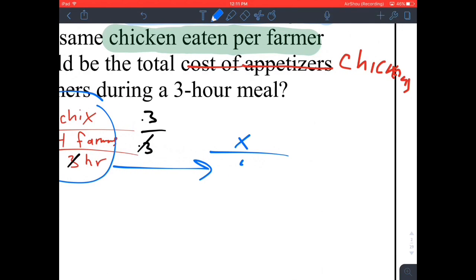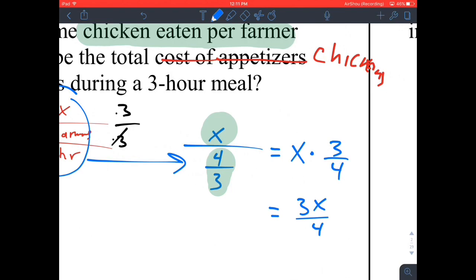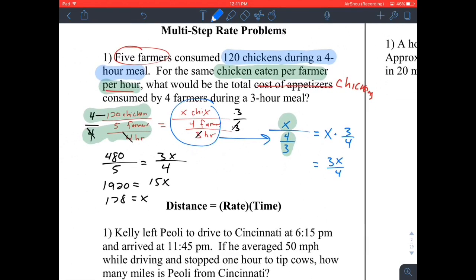So if you don't like what I just showed you, another way to look at this is, if you have a number like x divided by a fraction like 4 over 3, you can take the top and just multiply it by the reciprocal of the bottom, which is going to be 3x over 4. Same thing, different way to look at it.